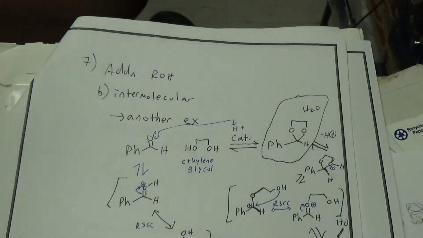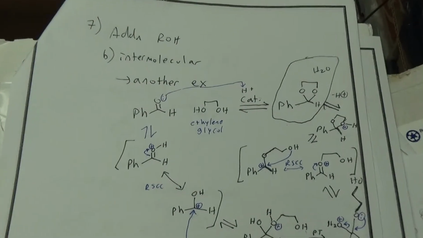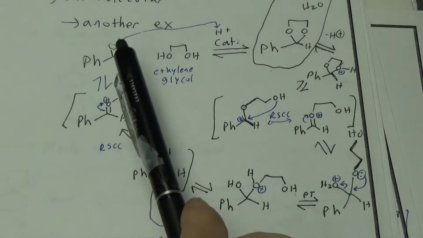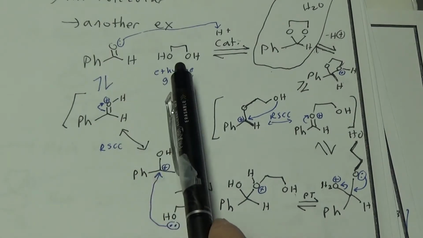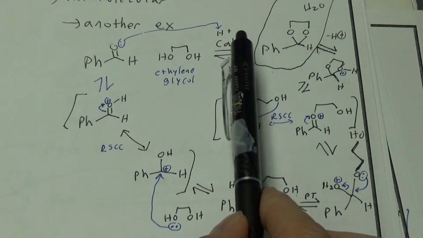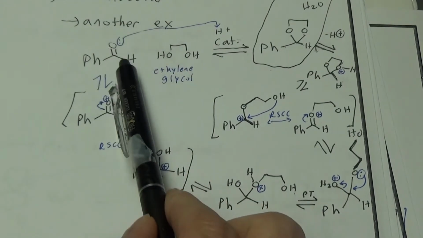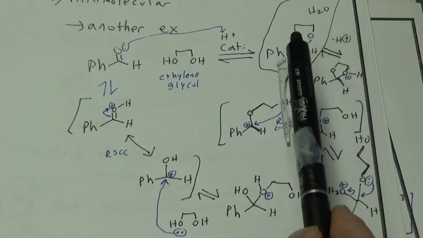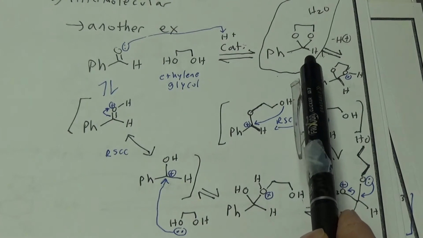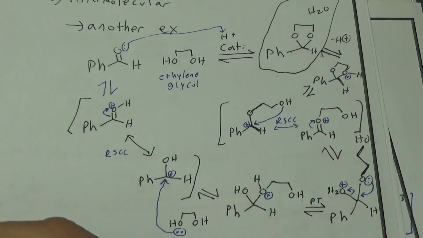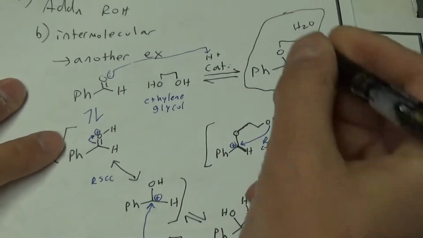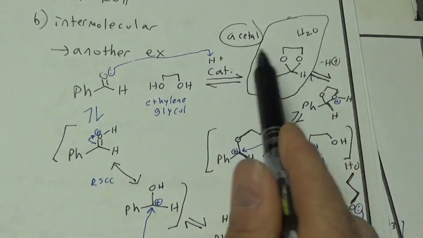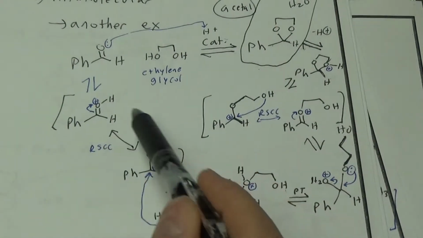I'm not going to step through it all again. But this is a good general theme of how an aldehyde would react with a dialcohol, and the two oxygens would essentially replace the double bond oxygen, and you get the acetal. This thing's called an acetal, right? Let's write that down. So that thing's called an acetal, and it was a kind of fun mechanism.